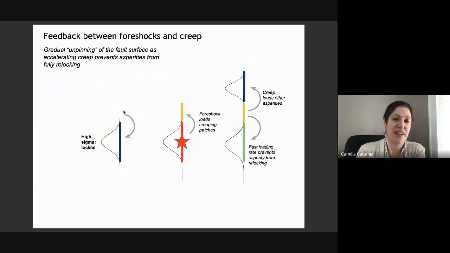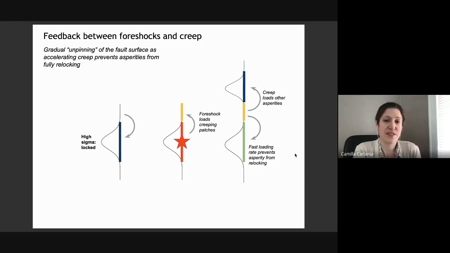And so just a summary for this result, we find that normal stress perturbations create this distinction between creeping patches and asperities. And then when asperities break, they increase stresses on the creeping patches, and they cause them to accelerate. And then this faster creep can load the asperity itself, preventing it from fully relocking. But it can also, of course, load nearby asperities, so that we may expect a migratory pattern, which we will look at later. And so this feedback predicts an overall acceleration, because it's basically a positive feedback in which all of this contributes to increasing the creep velocity and increasing the rate of foreshocks.